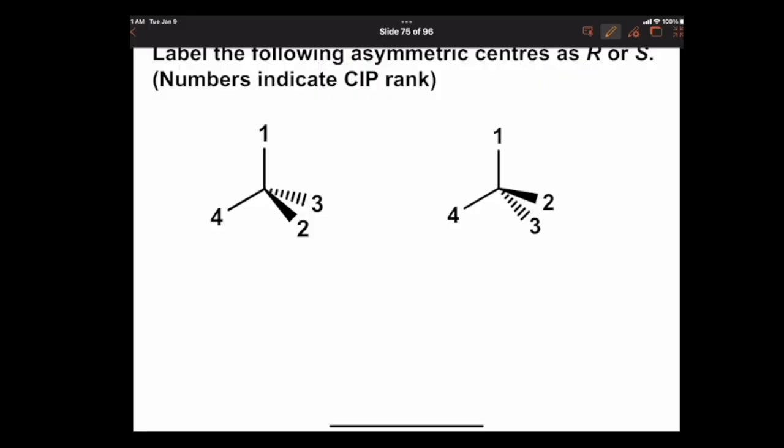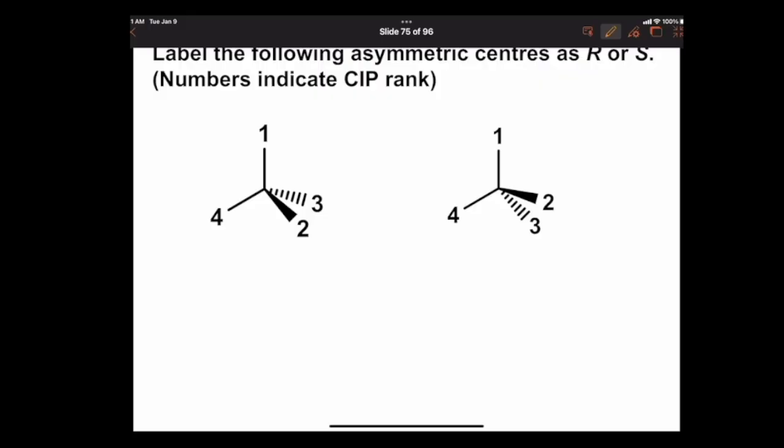Okay. What about these two? First of all, we've labeled them 1, 2, 3, 4. Is that an asymmetric center? What about the other one? They both, these two molecules, have asymmetric centers. So first point, asymmetric centers are a property of a molecule. A molecule can have asymmetric centers.